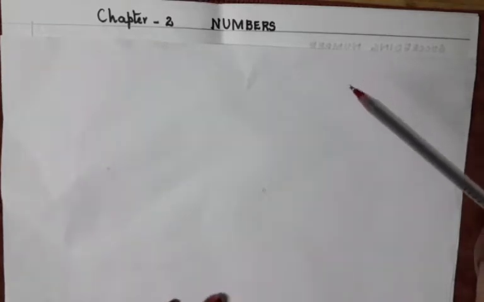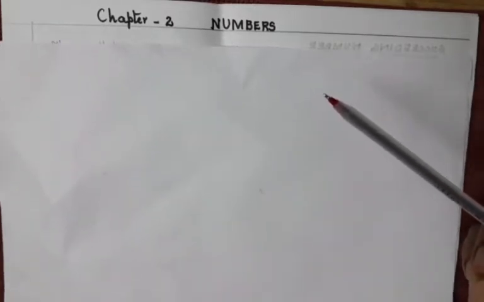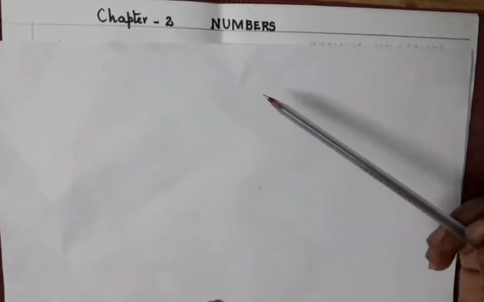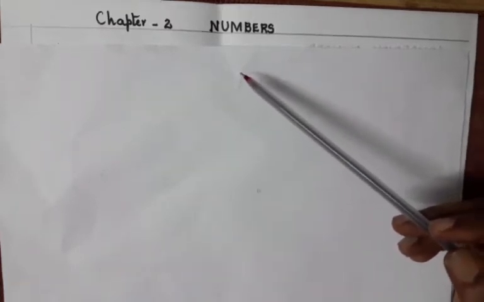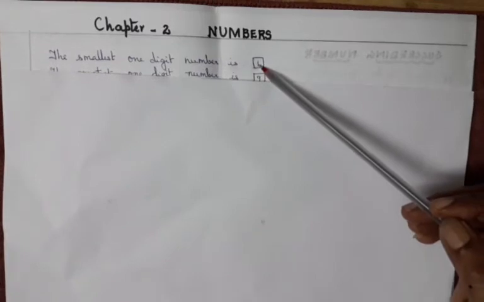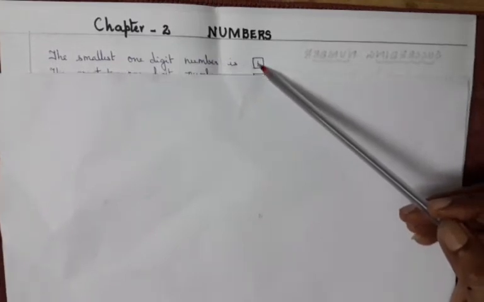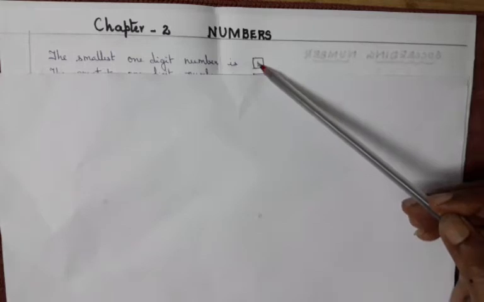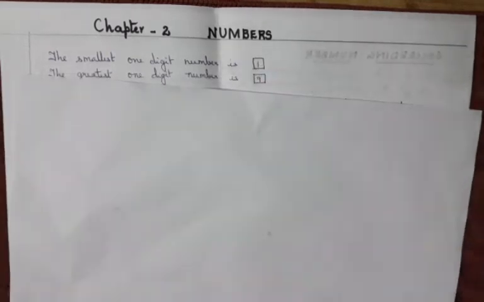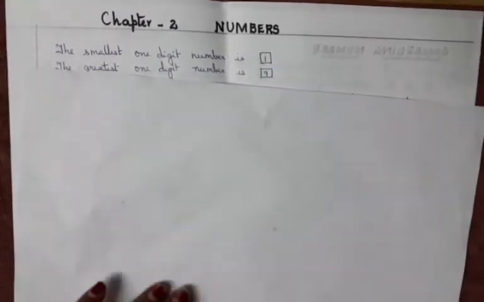Today we will move on to another chapter, chapter 2, numbers. Students, can you tell me the smallest one digit number? Which is the smallest one digit number? That is 1, isn't it? Can you tell me the greatest one digit number? The greatest one digit number is 9, isn't it?